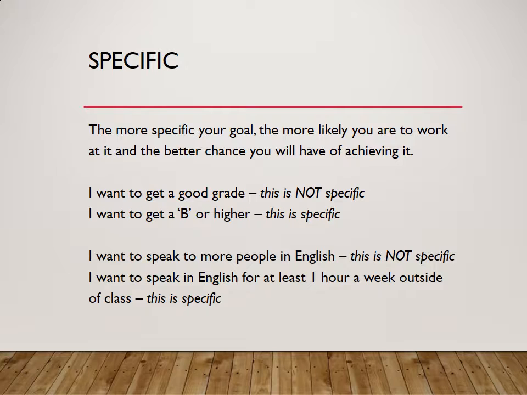However, this is not specific. What does good mean? Maybe good for you is a C or better, but someone else will not be satisfied with anything less than an A. So good for them means A. Therefore, you should be specific. I want to get a B or higher. This says exactly the level you want to achieve.